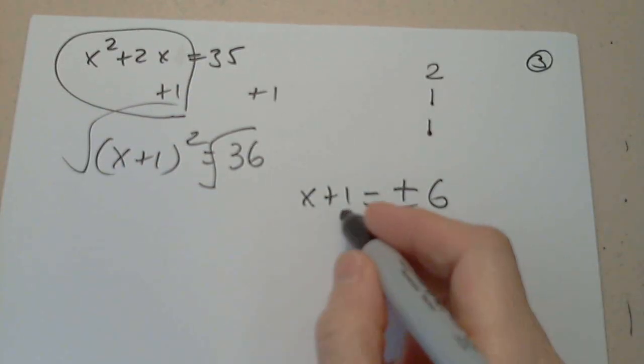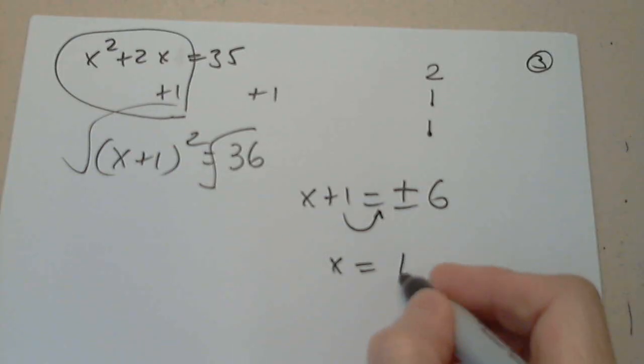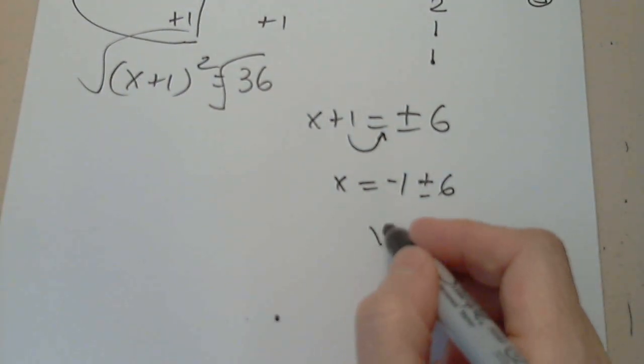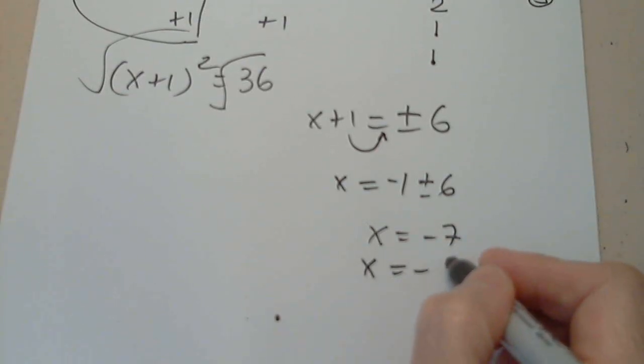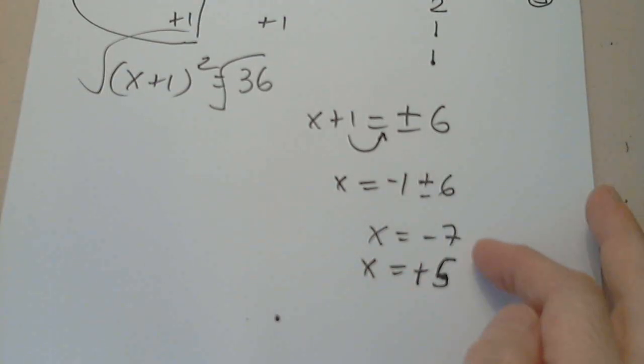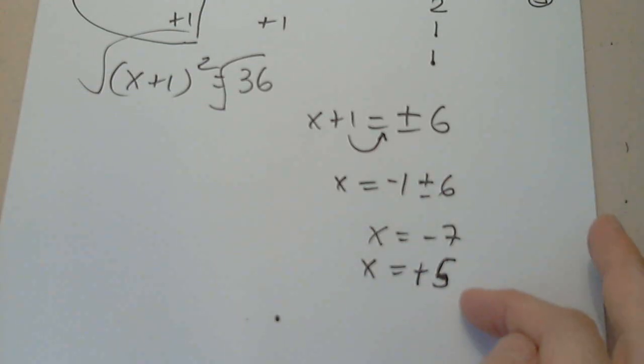So now I have to insert the negative 1 wisely. And then I have to separate the solutions into negative 7 and positive 5, sorry. Negative 1 minus 6 is negative 7. Negative 1 plus 6 is positive 5. Good.